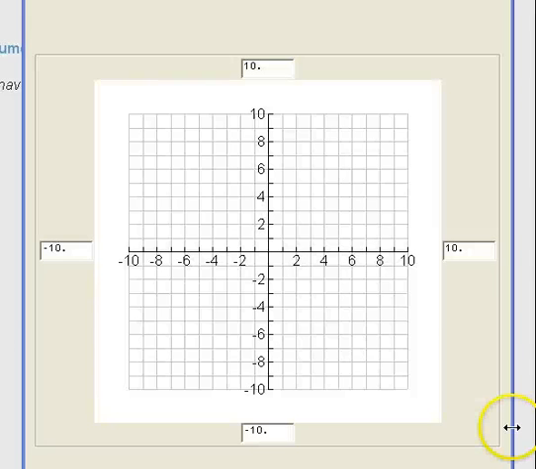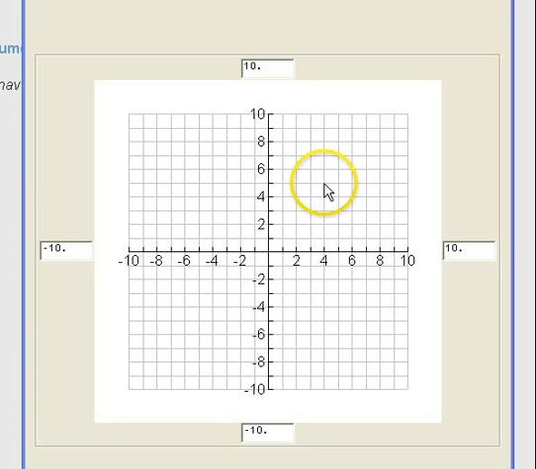We're going to take a look at what it means for a function to be even or odd. But in order to do that, we have to understand something about symmetry. So let's take a look at what it means to be symmetric with respect to the y-axis.